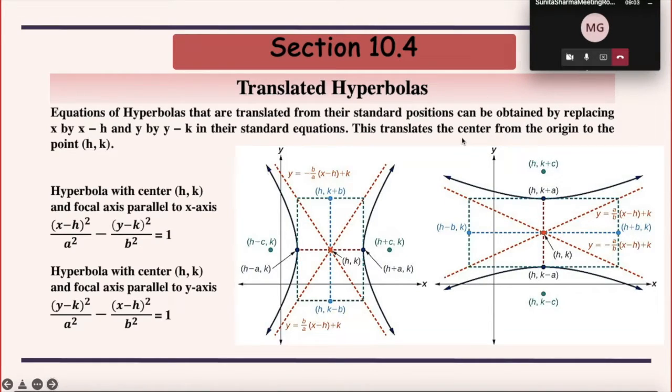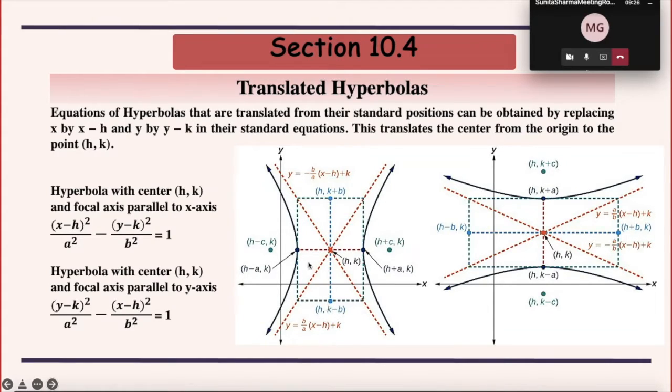The topic in this section is translated hyperbolas, where what is changing is that the center shifts from the origin to some point (h, k). Okay, so instead of having the center at the origin, now our center shifts to some other point. The focal and the conjugate axis will still remain either horizontal or vertical.